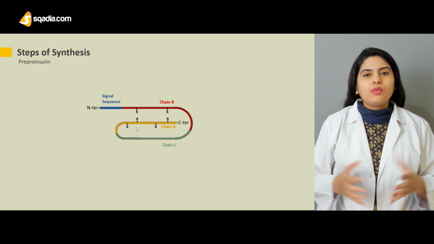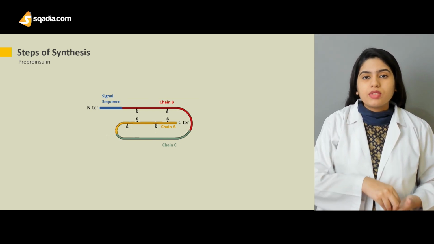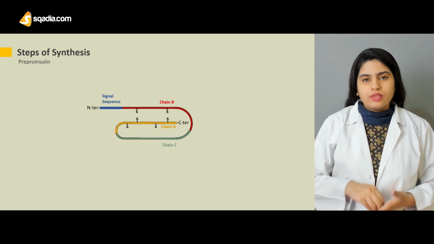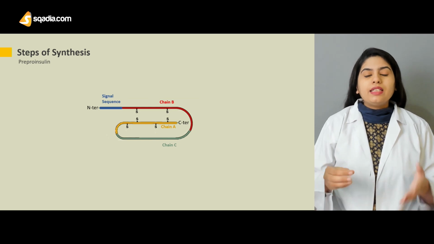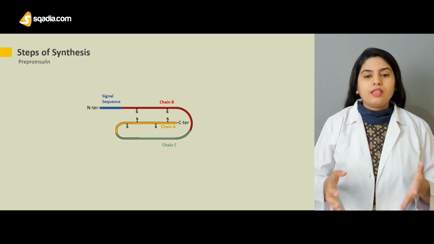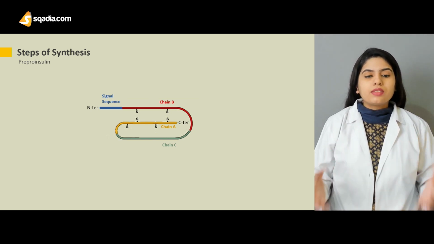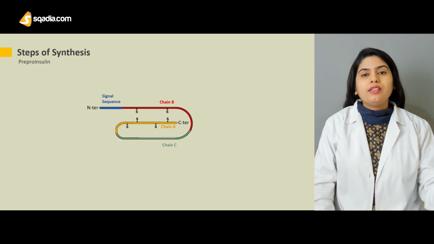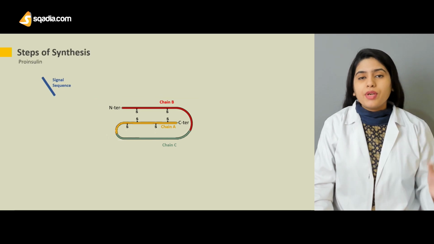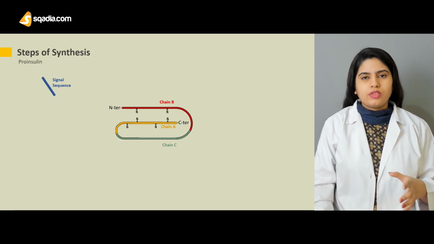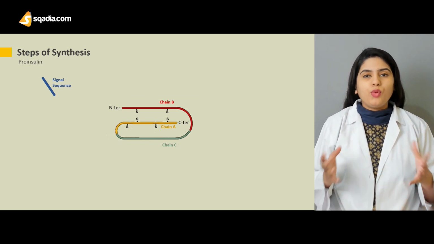Now, this signal sequence is attached to any type of protein that has to enter the rough endoplasmic reticulum or any structure of the cell. After synthesis from the ribosome, this signal sequence allows this protein, this insulin, to enter the rough endoplasmic reticulum. Now, when this preproinsulin enters the rough endoplasmic reticulum, this signal sequence separates out from the protein structure, and the protein that is formed is known as the proinsulin. So this is the proinsulin.